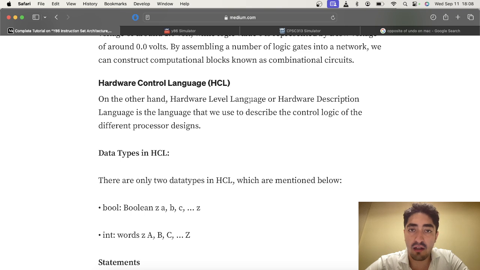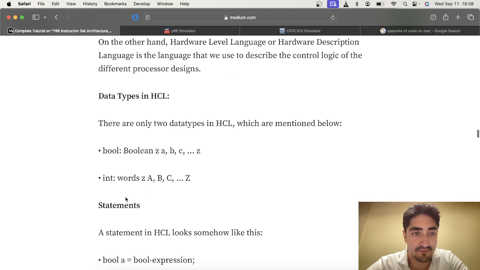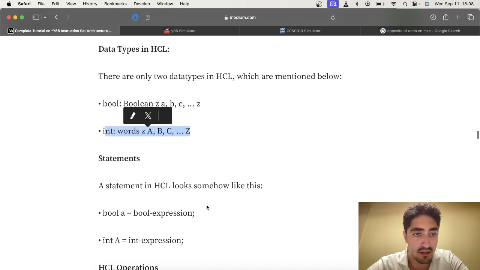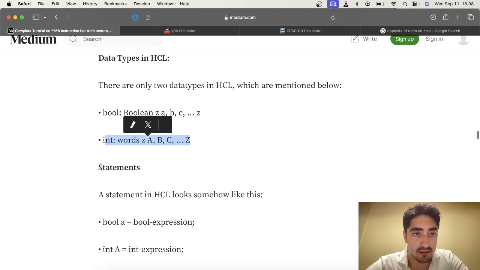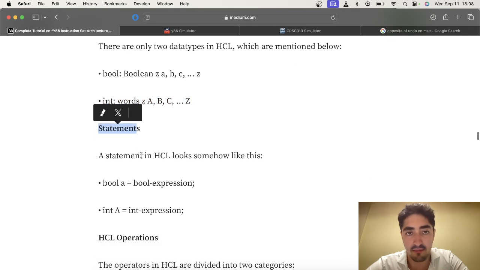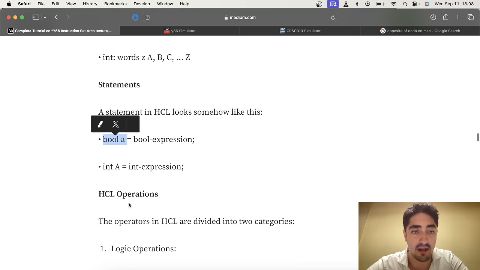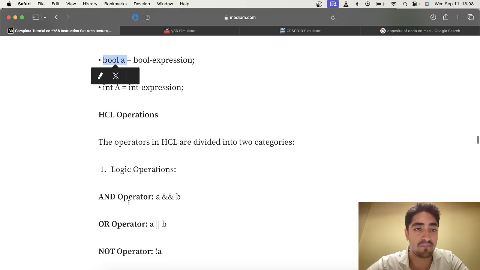On the other hand, hardware control language or hardware description language is the language that we use to describe the control logic of the different processor designs. Data types in HCL. There are two data types in HCL, which are mentioned below. There are booleans and there are integers. And a statement in HCL looks somehow like this. So bool A equals a bool expression, int A equals an int expression.